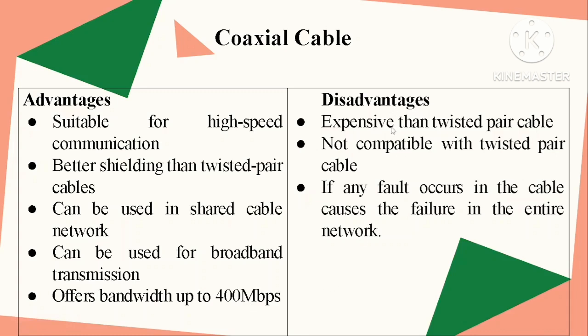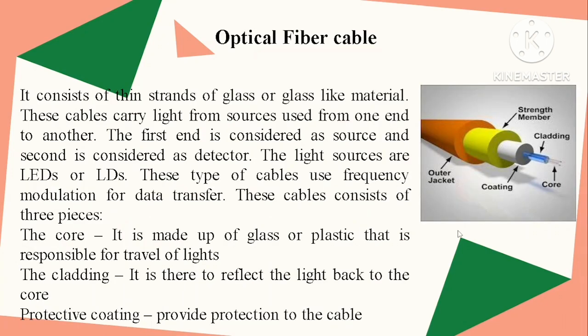What is the disadvantage? It is more expensive than twisted pair and it is not compatible with twisted pair. You cannot use it as an alternate. If any fault occurs in the cable, the entire network fails. Okay. And look at optical fiber. This is the costliest but the most effective one.